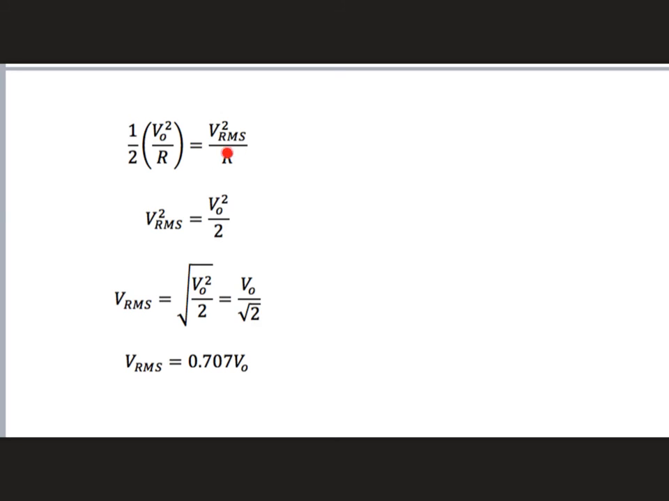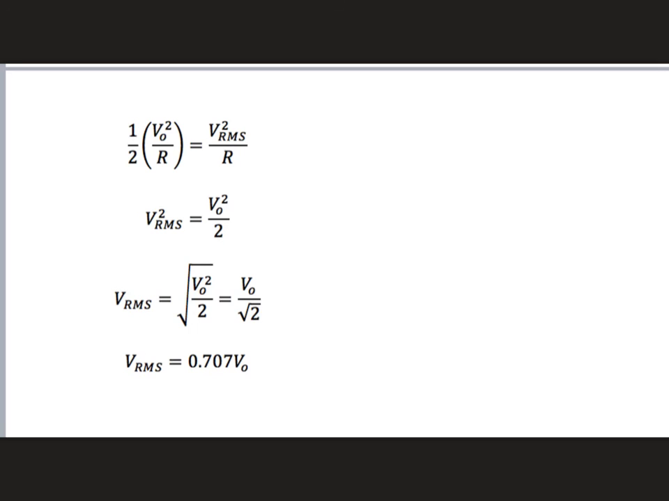But canceling out the R's, that leaves us with the root mean square voltage squared is equal to V naught squared over 2. And the RMS voltage then is simply determined by taking the square root of that, which leaves us with V naught over root 2, or that the root mean square voltage is 0.707 V naught. And that's that number that we saw previously. That's where that comes from.